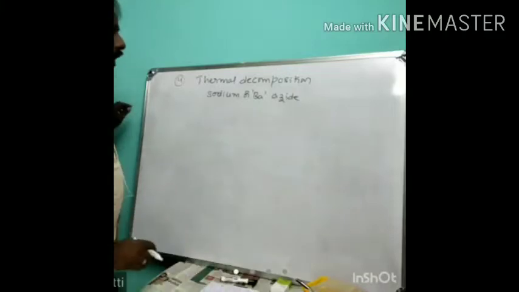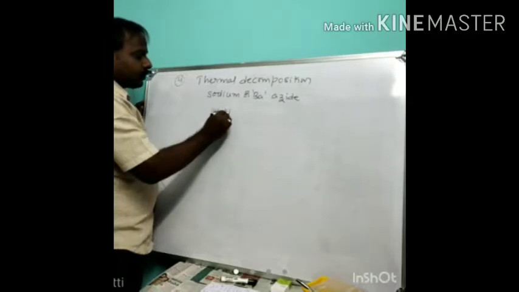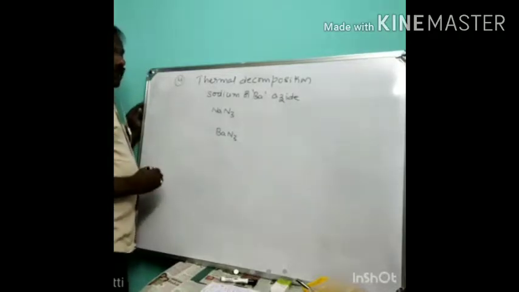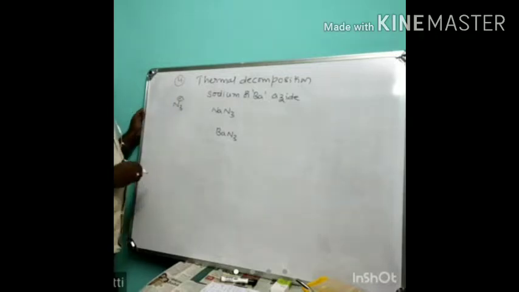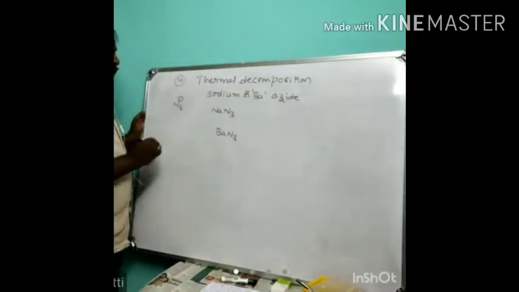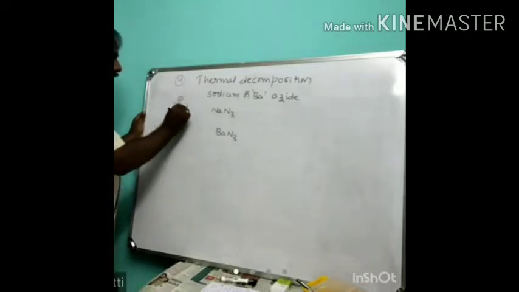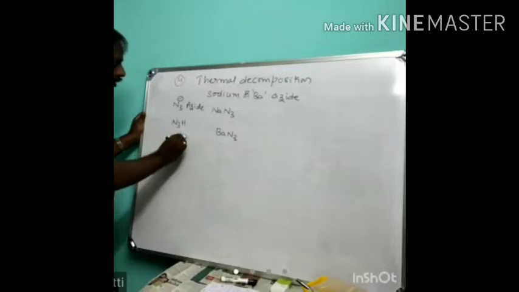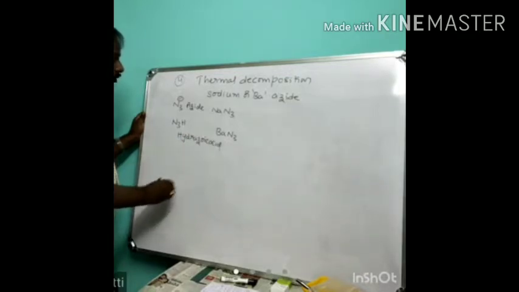Sodium or barium azide. Sodium azide has the formula NaN3. Barium azide has the formula Ba(N3)2. What is azide? Azide is N3 containing one unit of negative charge, so azide is N3 minus. And HN3 is called hydrazoic acid.